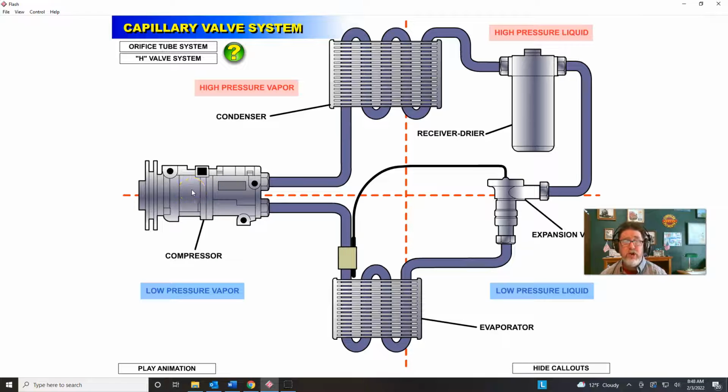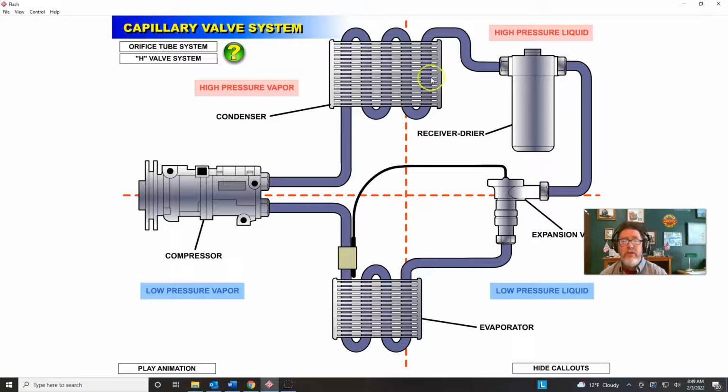So I tell students a water pump creates flow of coolant in the engine, but it doesn't create pressure or heat in the system. Well, this compressor, which is driven off the engine, is creating flow, but it's also creating pressure and temperature. So we have the refrigerant coming out of the discharge line right here. Then it goes into the condenser.